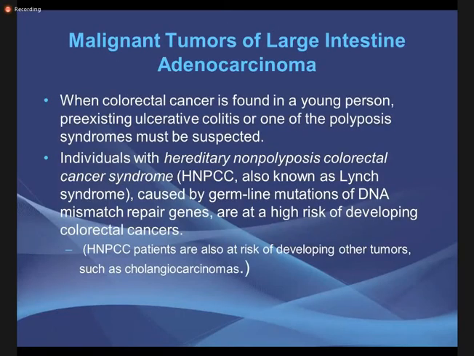When you find colorectal carcinoma in a young person, you should think about pre-existing ulcerative colitis or one of the polyposis syndromes. That is, as I have told you, familial adenomatous polyposis syndrome and hereditary non-polyposis colorectal cancer syndrome. So individuals with hereditary non-polyposis colorectal cancer syndrome, caused by germline mutations of DNA mismatch repair genes, are at a high risk of developing colorectal carcinomas.